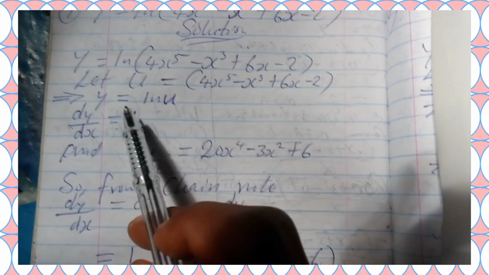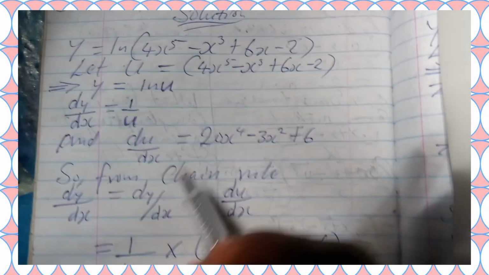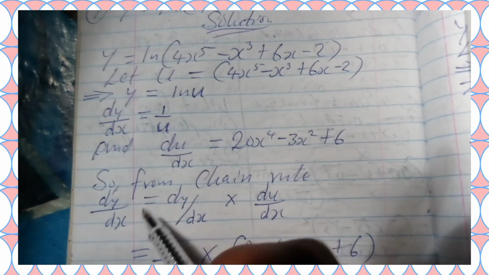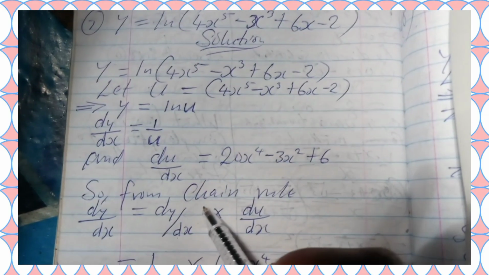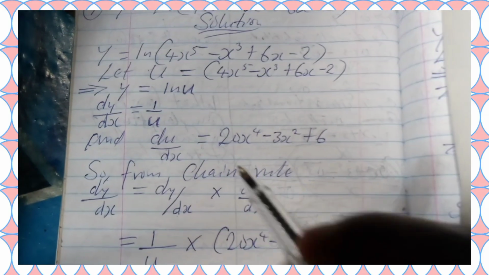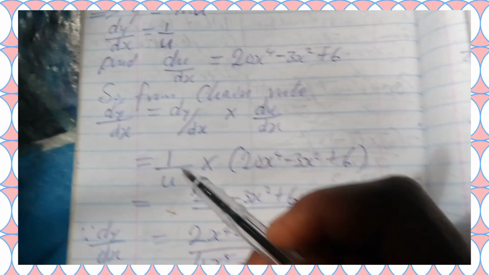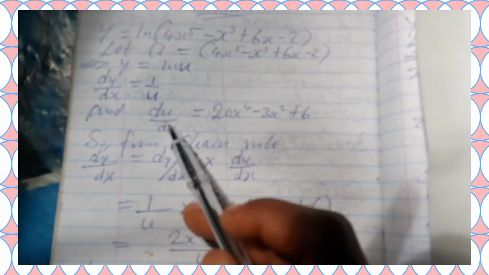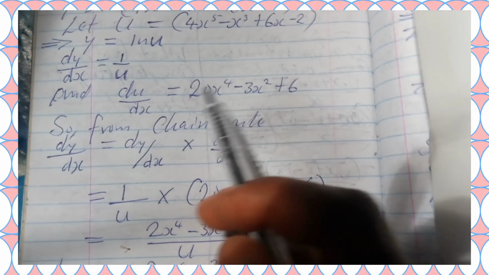Now we already have our dy over dx, and we already have our du over dx. So what are we going to do now? Now we apply the chain rule. From the chain rule, we know that dy over dx equals dy over du times du over dx. We know that our dy over du in this place was 1 over u, and our du over dx here is 20x^4 − 3x^2 + 6. This is our du over dx.